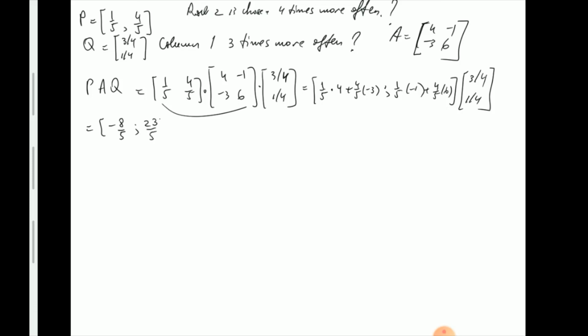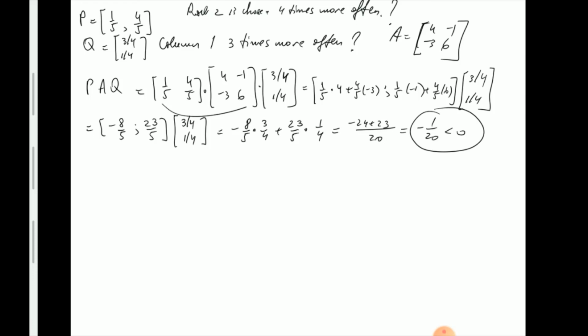So notice that for sure this player hopes that the second player chooses column 2 more often, because that's when you have a positive outcome. Then you multiply this by the column matrix, 3/4, 1/4. And finally that gives you minus 8 over 5 times 3 over 4 plus 23 over 5 times 1 over 4. So that's going to be minus 24 plus 23 over 20, which is minus 1 over 20, which is less than 0. So this strategy favors player 2.